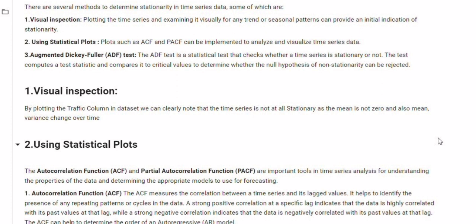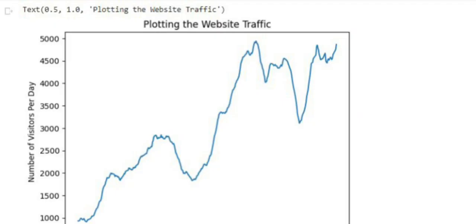So these are the three ways to determine whether a time series is stationary or not. In a nutshell, for checking stationarity, there are three methods. First is by visually inspecting. Second is by using statistical plots such as ACF and PACF. Third is by a statistical test known as the ADF test.